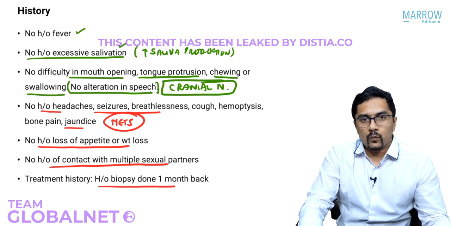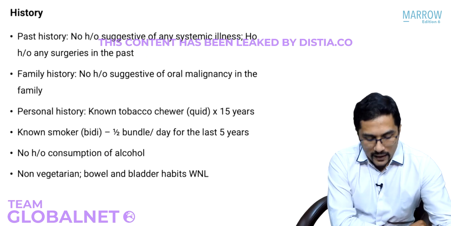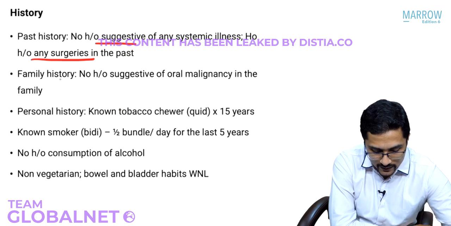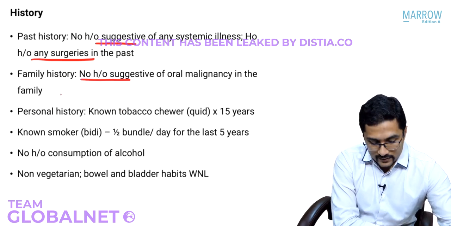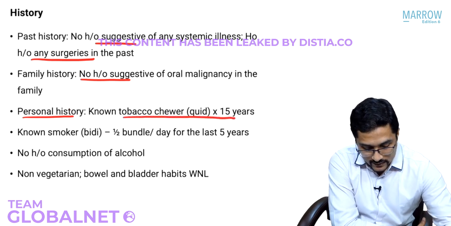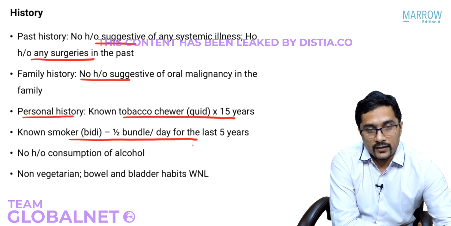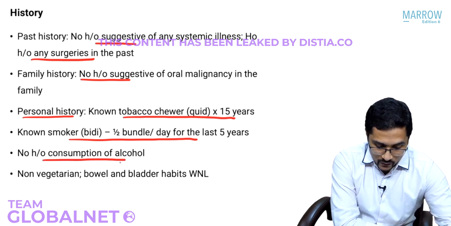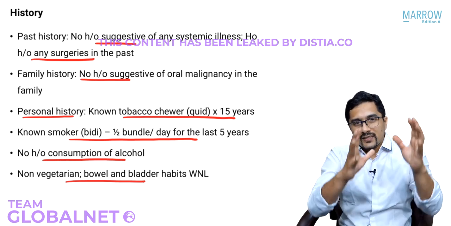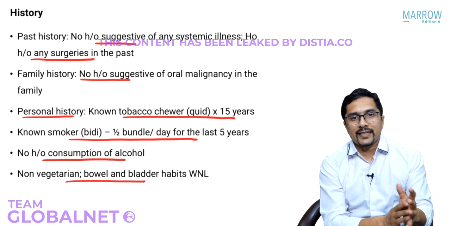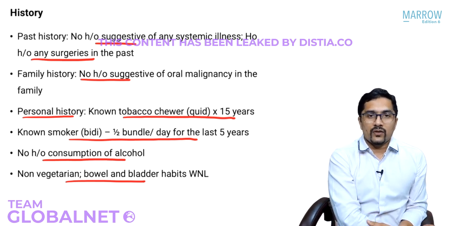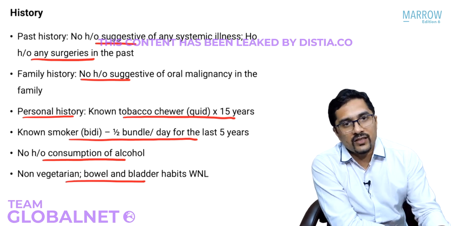A biopsy was done 1 month back for this patient, and in the past history, there's no history suggestive of systemic illness, no history of surgeries in the past, no history of oral malignancy in the family. He's a tobacco chewer for the last 15 years, smokes half a bundle of BD a day for the last 5 years, no history of consumption of alcohol, and he's non-vegetarian. So this is the entire history which you take in detail. I've told you the negative histories as well. In our previous case discussions also, I've explained to you why negative history is important for us.